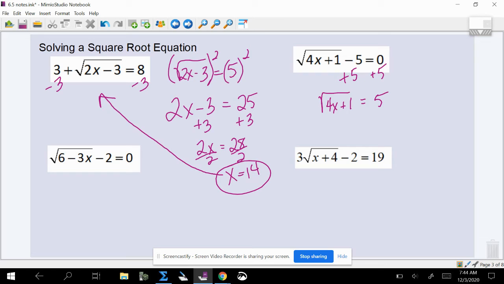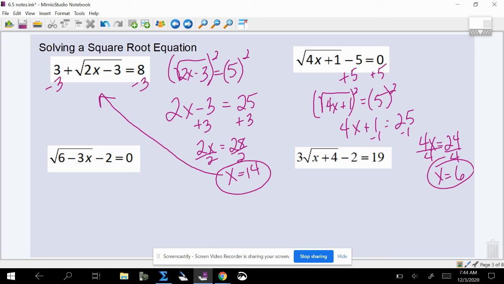I'm at the same point as I was in the last one when it's time to square both sides to get rid of the square root. So the square and square root cancel. I'm left with 4x plus 1 equals, again, 25. Subtract 1 to move the plus 1, and then finally divide by 4. So my solution for this one is 6. And again, I can plug 6 in to make sure that both sides are equal to the same value.